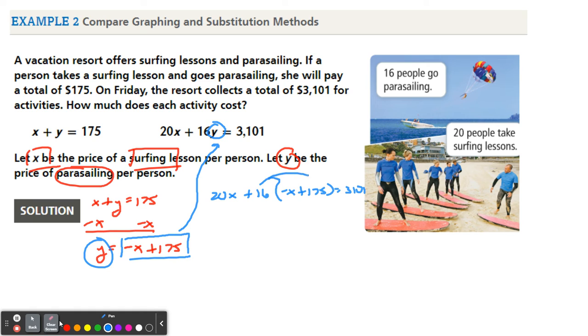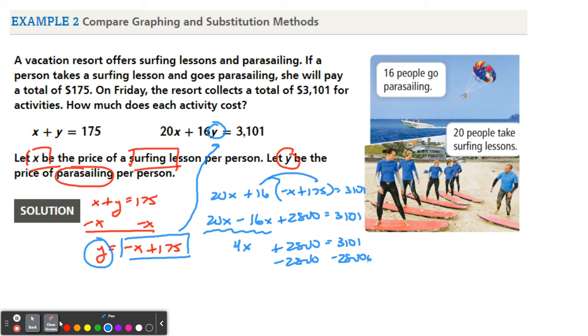We're going to distribute the 16. So this is going to say 20x, 16 times negative x is negative 16x, 16 times 175 is a positive 2800, and that still equals 3101. Three terms, combine your x's. 20x minus 16x is 4x, right? Just subtract them as they are. Bring down the plus 2800, bring down the equals 3101. And now it's two steps. We're going to subtract the plus 2800.